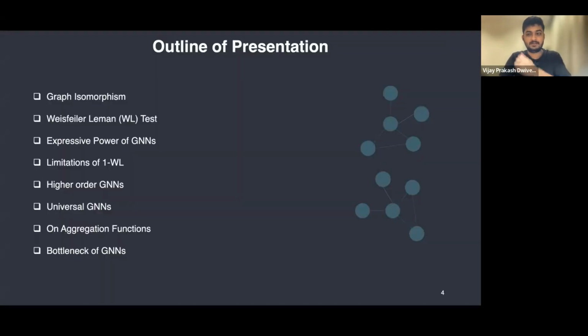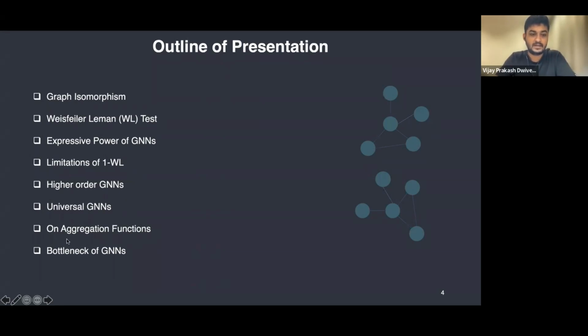So let's start with the outline of the presentation for this session. We'll discuss the graph isomorphism problem. It will be followed by the Weisfeiler-Lehman test, which is a test for graph isomorphism. Then we'll see how the expressive power of GNNs can be quantified in terms of its capability to distinguish non-isomorphic graphs. It will be followed by the limitations of 1-WL that give rise to the higher-order GNNs, and then by universal graph neural networks. What are the conditions for that?